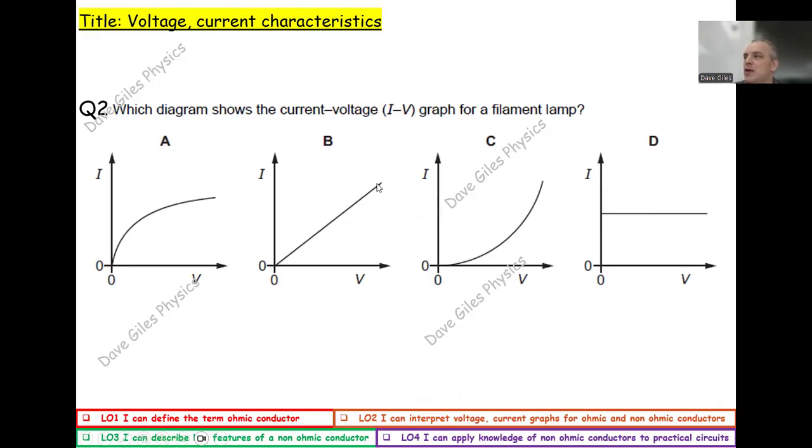And that means that if we had the other way around, V on this axis, I on this axis, then the gradient should be increasing for that increased resistance. However, we've got it the other way around. So the gradient is proportional to the inverse of the resistance. So the answer is therefore A.